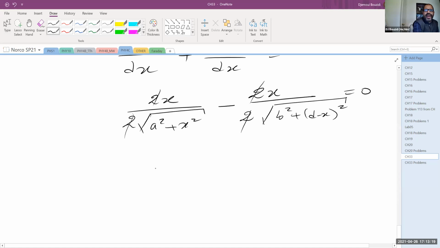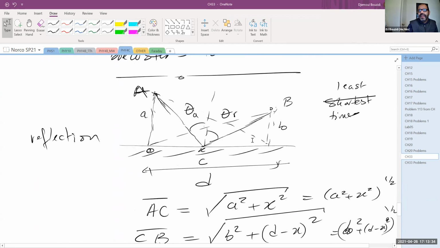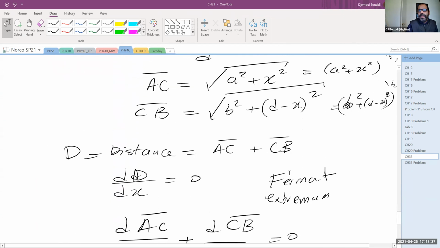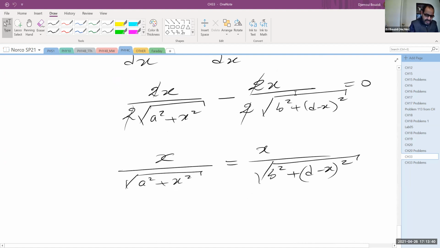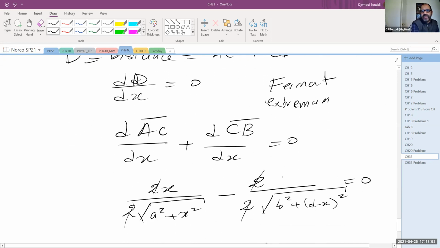So what we have in here is x over the square root of a squared plus x squared equals x over the square root of b squared plus d minus x, the whole thing squared. And if you look at this expression carefully, it's x, it's d minus x. Did I say that? So you have to be careful with this derivative in here. When you take the derivative, you're taking the derivative with respect to x, which is a negative 1, times the power lowered by 1, which is d minus x. So it's a d minus x in here, not that I wrote it earlier.